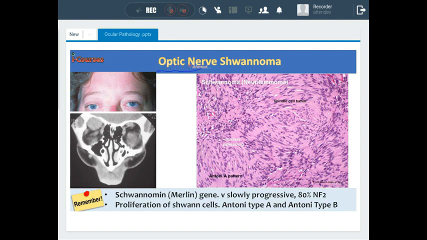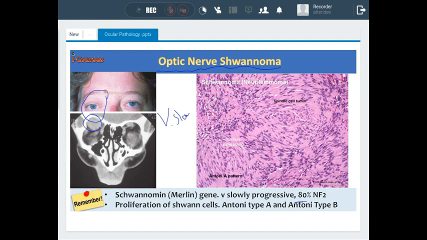Optic nerve schwannoma can occur as a part of neurofibromatosis, specifically neurofibromatosis type 2. It is present in 80% of cases of neurofibromatosis type 2. The patient will present with an orbital mass. Here it is. This orbital mass again can cause proptosis, but the course is very slow, meaning that until the patients complain, it may take even about 10 to 15 years. So it is very slowly progressive, and the patient will present with very slowly progressive proptosis.